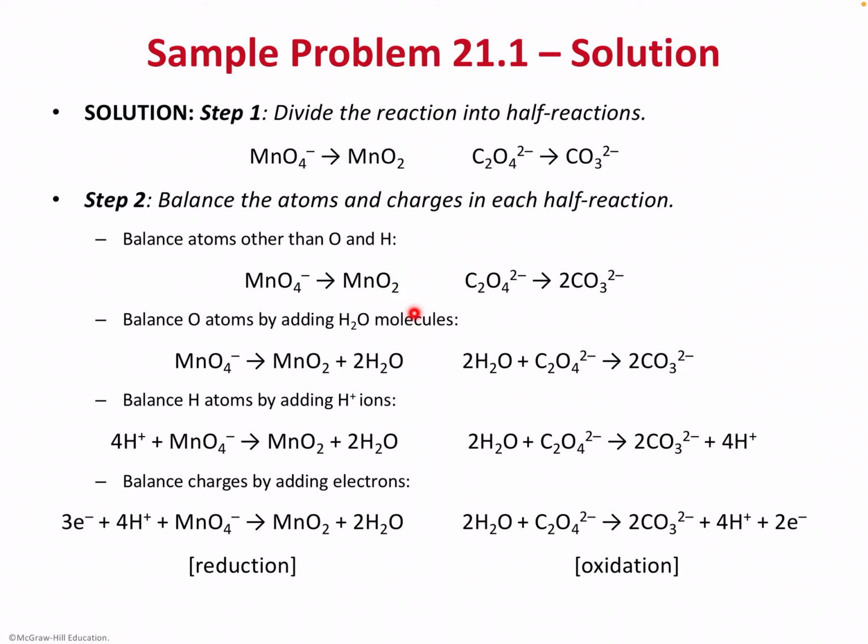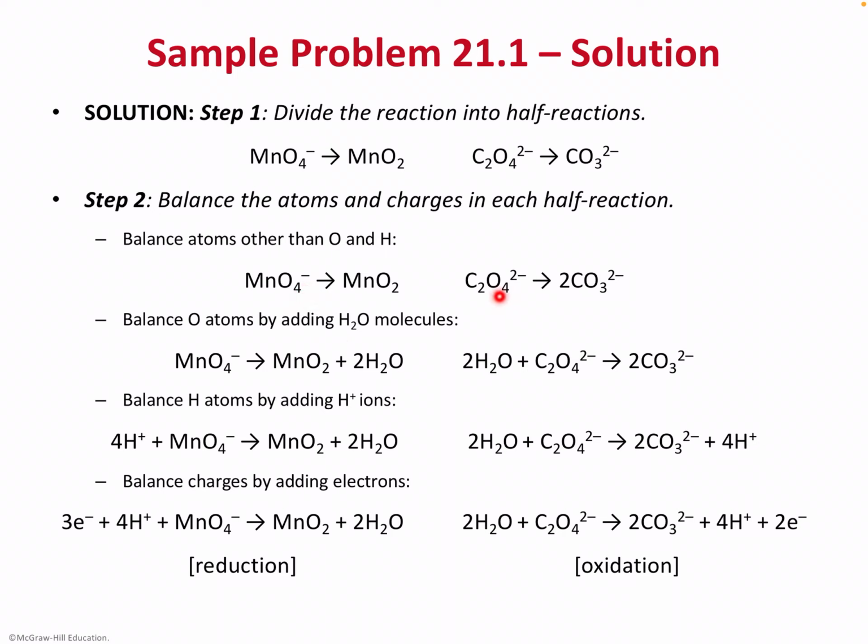Okay, so since there are 2 oxygens, we first balance everything other than oxygen and hydrogen. For this one there are 2 carbons, and there's 1 carbon here, so we have to add 2 to this side to balance the carbons. And then we're going to balance oxygen atoms by adding water molecules. 4 oxygen, 2 oxygen. How do we balance oxygen? By adding water. So we add 2 water molecules here.